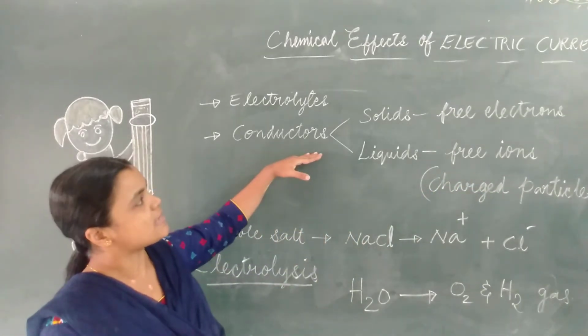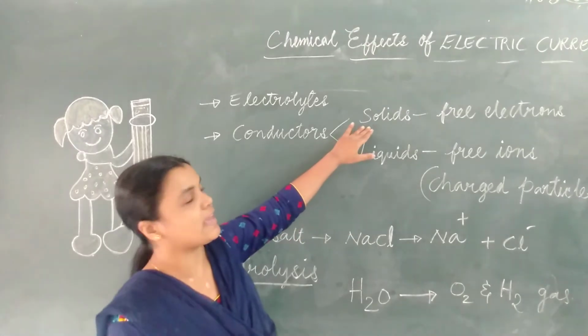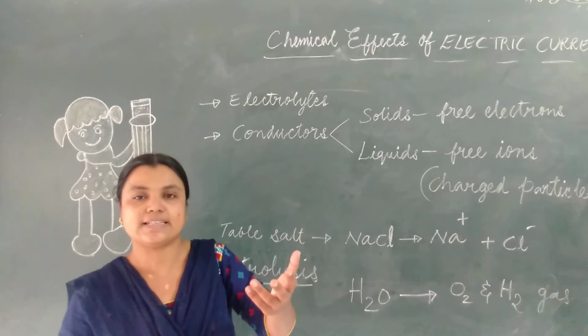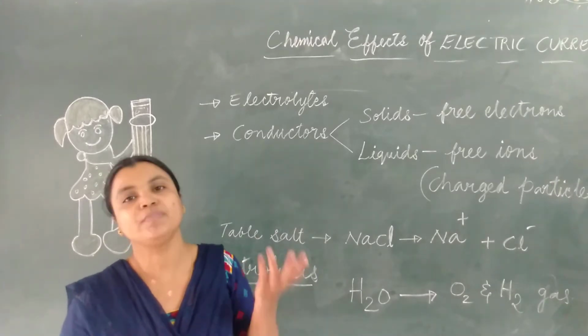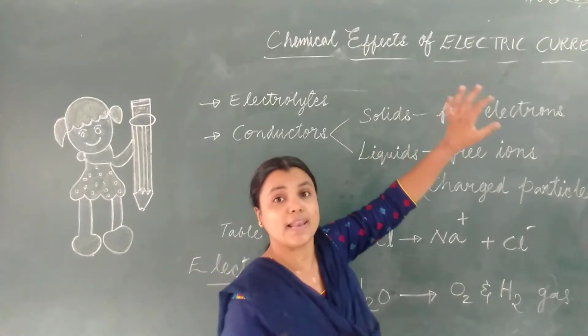So basically conductors can be of two types. Gases do not conduct electricity. They can be solids and liquids. Solids, how do they conduct electricity? Do they have ions in them? No. Solids don't have ions. Instead, they have free electrons.